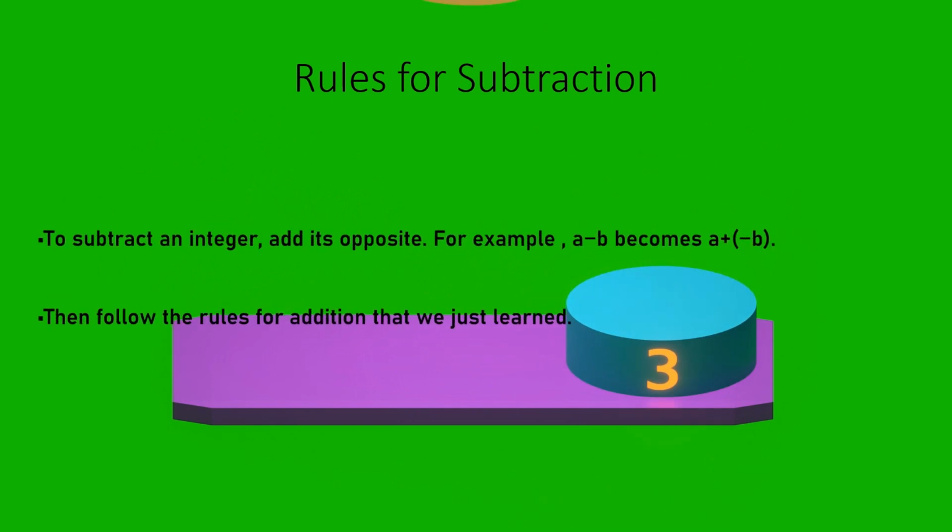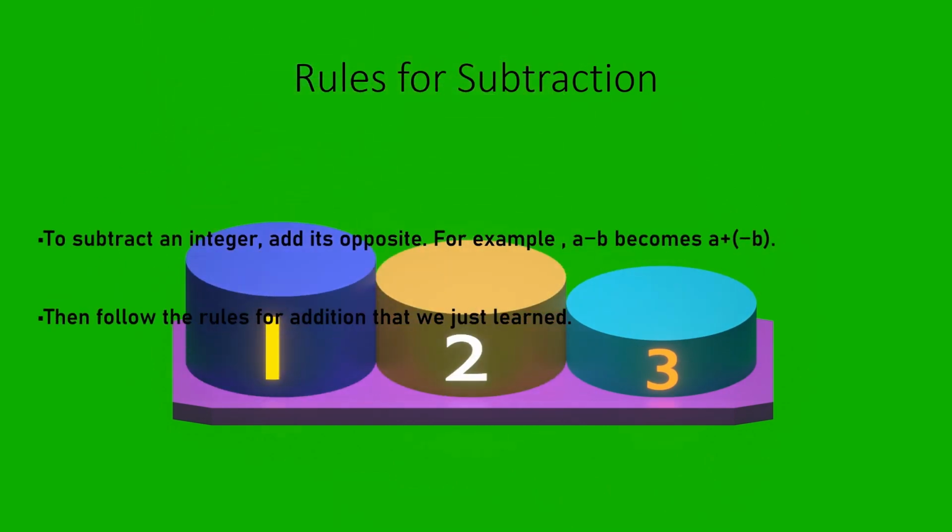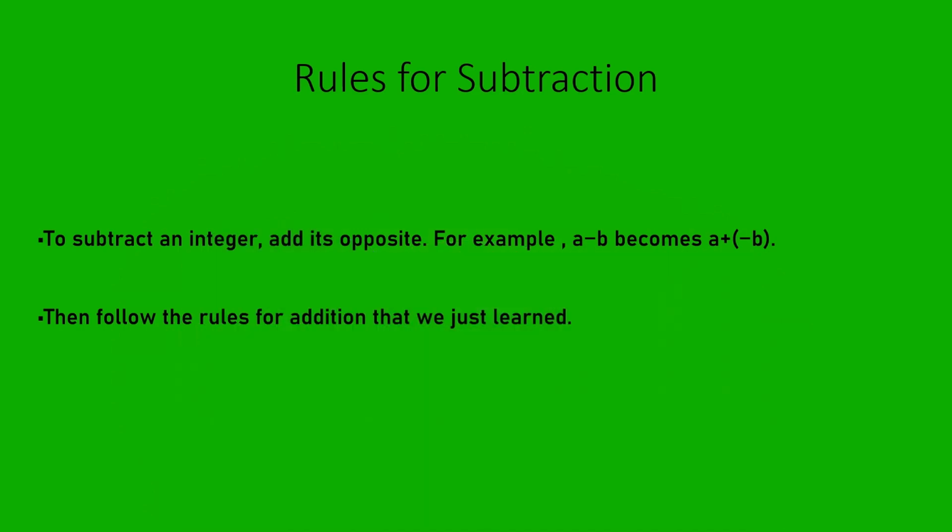Here are the rules for subtracting integers. To subtract an integer, add its opposite. For example, a minus b becomes a plus minus b. Then follow the rules for addition that we just learned.